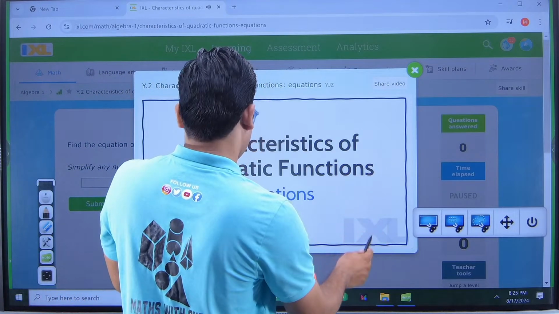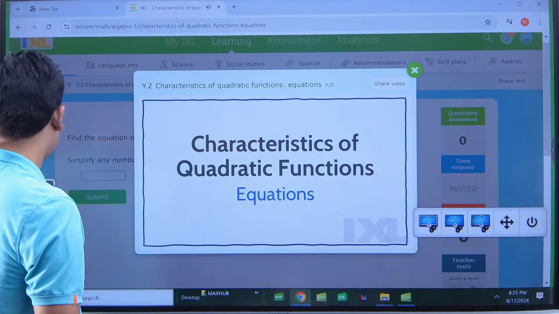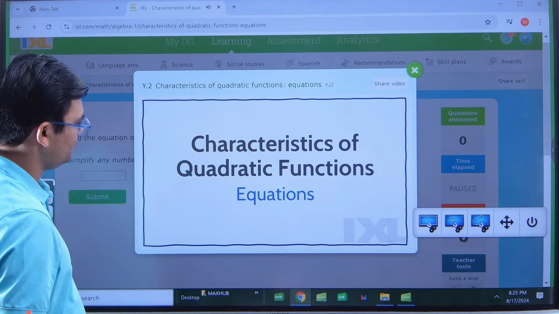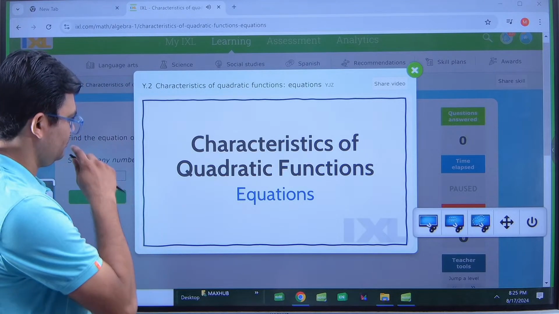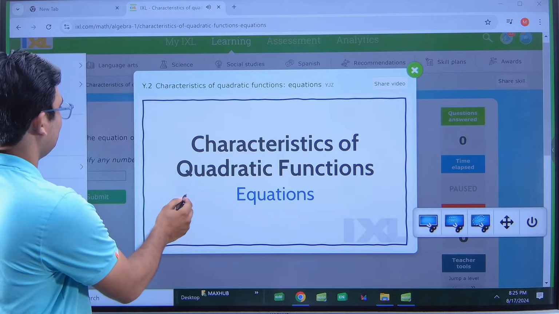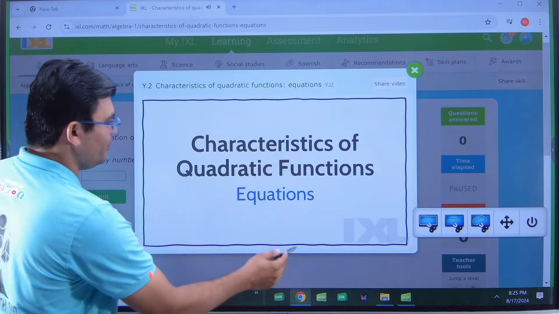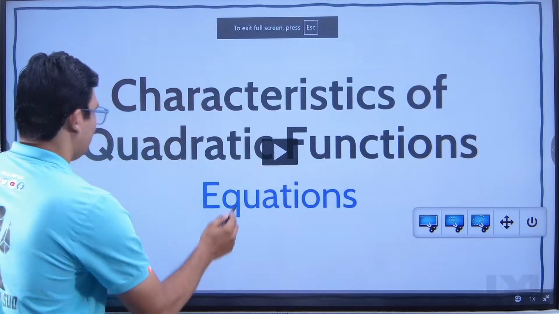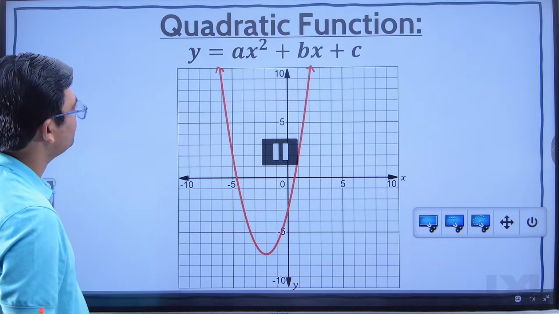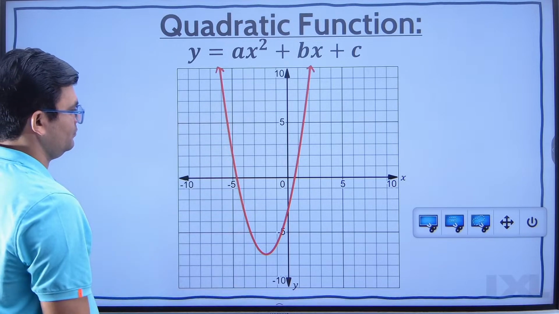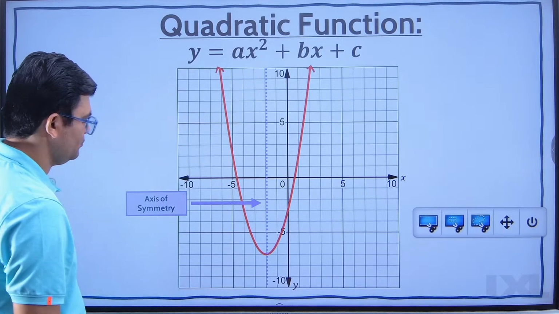Today, we are going to look at characteristics of a quadratic function using its equation. Remember, a quadratic function can be written in the form y equals ax squared plus bx plus c. And when you graph a quadratic function, you'll get a parabola. Like this. In this graph, we can see that the axis of symmetry is the line that cuts our parabola in half, creating two mirror images.